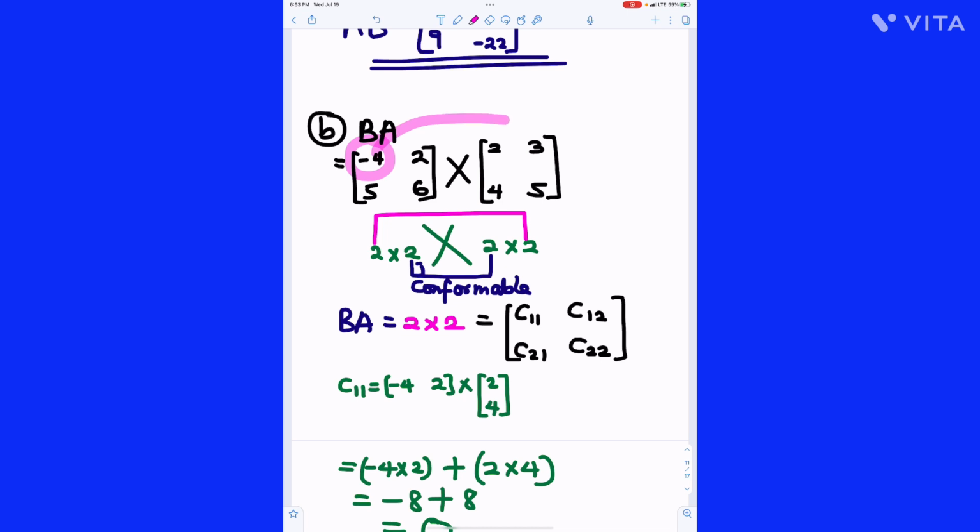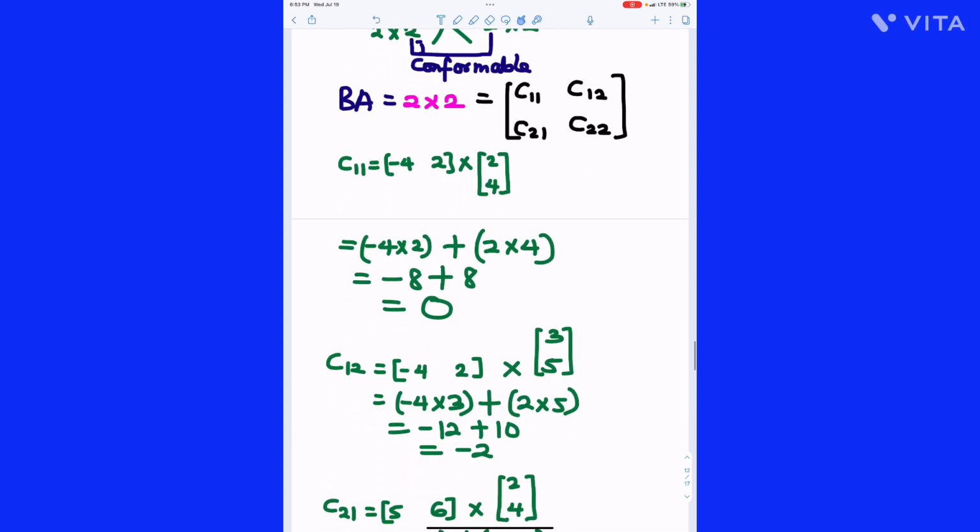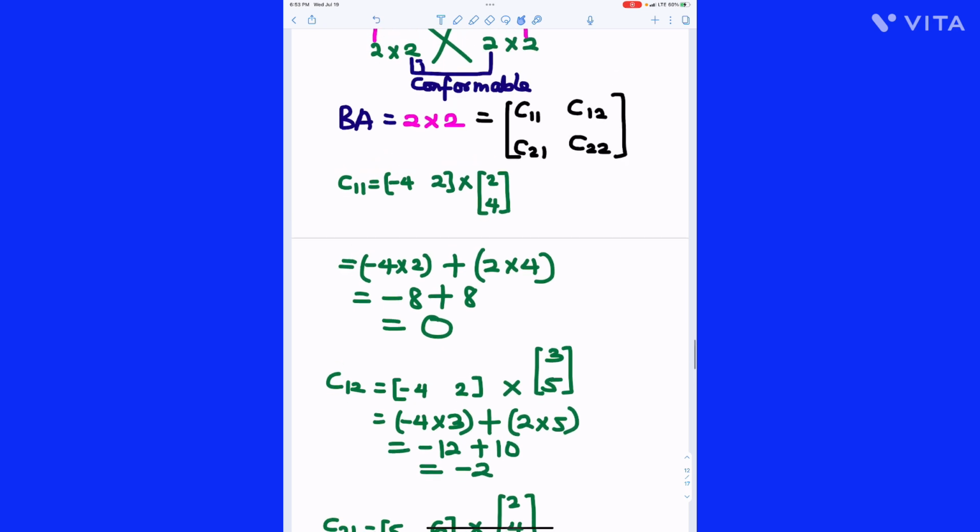And that means what? Minus 4 times 3, you understand, plus 2 times 5. So that will give me minus 12 plus 10 here, as you can see. Minus 12 plus 10. That gives me minus 2.